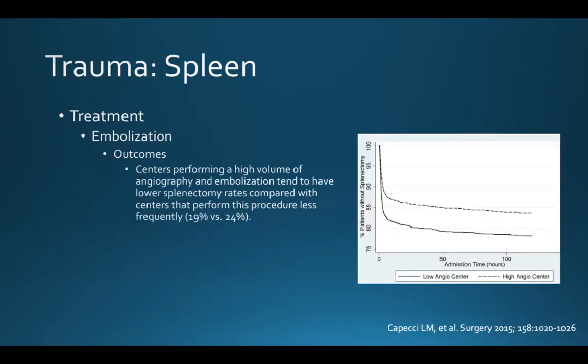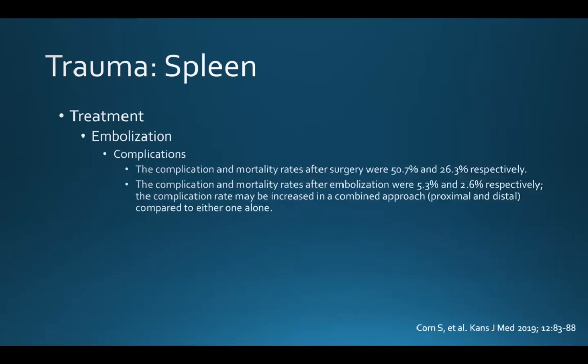I also think it's important to know that centers performing a high volume of angio and embolization tend to have lower splenectomy rates compared with centers that perform this procedure less frequently. The complication and mortality rates after surgery are known to be about 50% and a little more than 25%, respectively. After embolization, this is greatly decreased to a 5% complication rate and a 2.5% mortality rate. However, the complication rate may be slightly increased when using a combined approach, meaning proximal and distal, compared to either one alone.